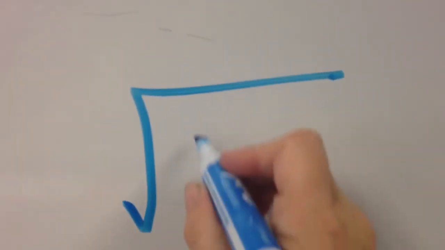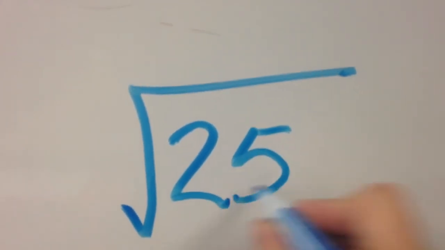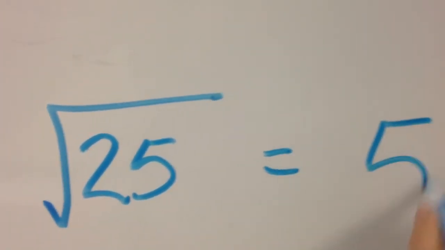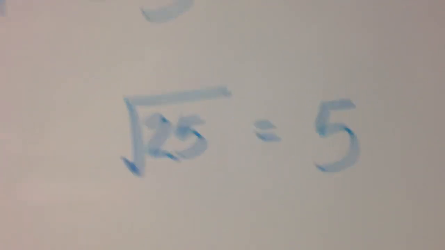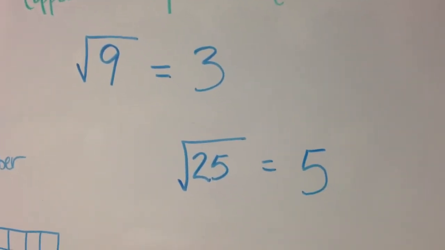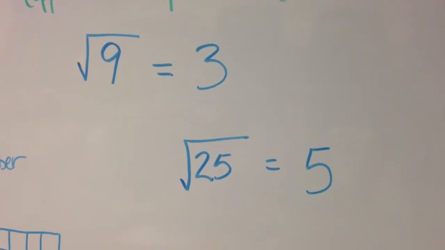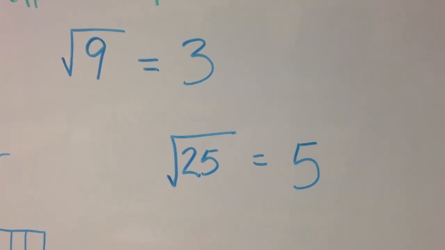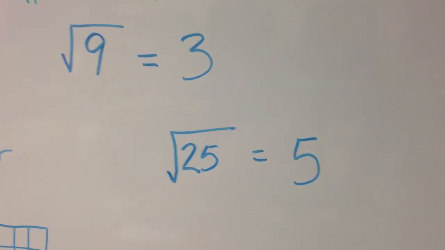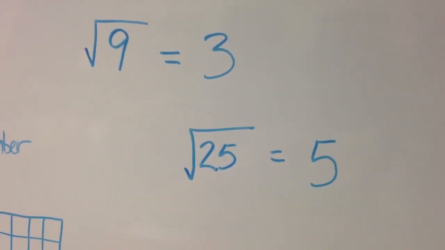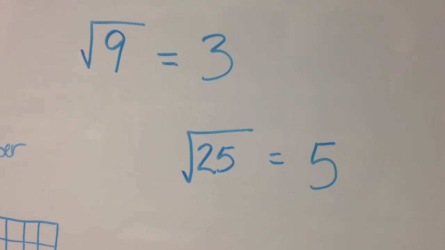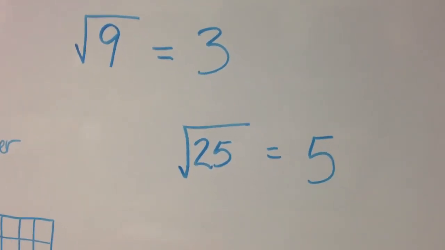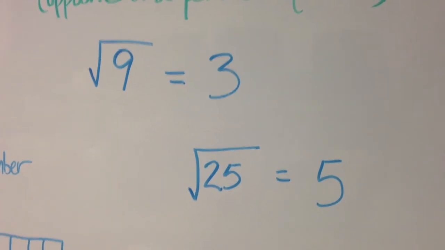The square root of 25 would be 5. So please write down those examples. And any number that is a perfect square, you are going to get a whole number as the answer of your square root. So if your number that you're finding the square root for is a perfect square, your answer will be a whole number.